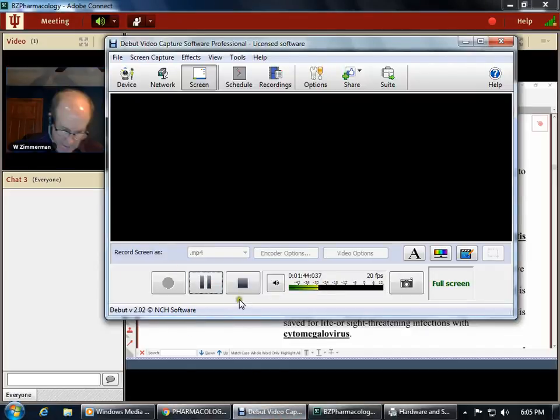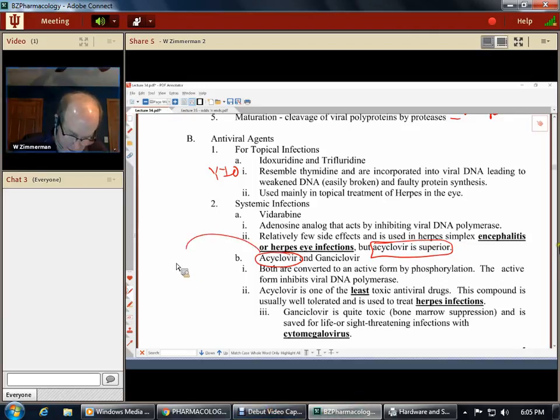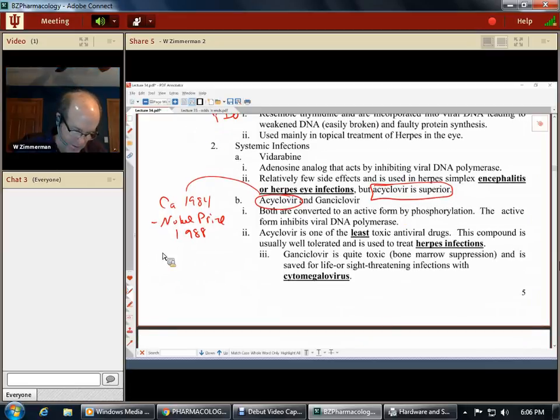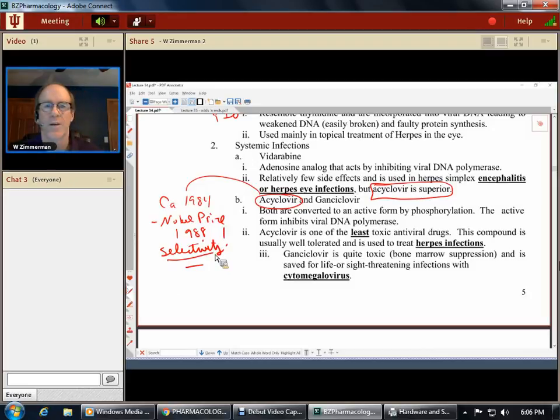So what is it? This came out in the 80s, somewhere around 1984. And then it got the Nobel Prize, not the drug, but the makers of it, in 1988. Because what an antiviral drug that isn't toxic. And that was the beauty of it. It had this selectivity that everybody thought was impossible.